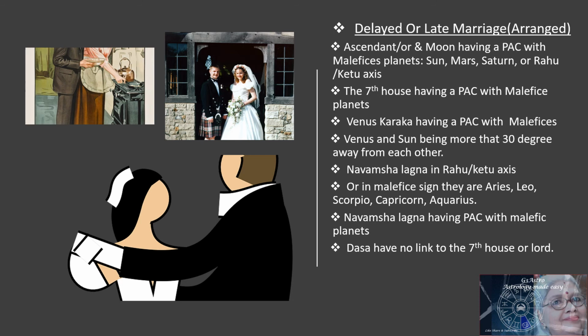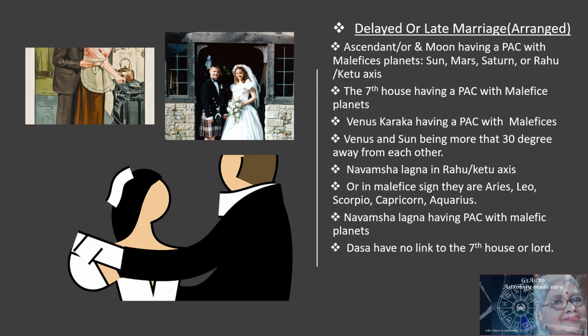Here Sun will not be considered a malefic if he has a PAC with Venus, because Venus and Sun should not be more than 30 degrees away. If they are more than 30 degrees away, there is a delay in marriage. The reason behind it is Venus is the Karaka for marriage, and Sun is the Karaka for Atma. Venus, being the Karaka of marriage, unites two Atmas in marriage. Therefore, Venus should not be far away from Sun.